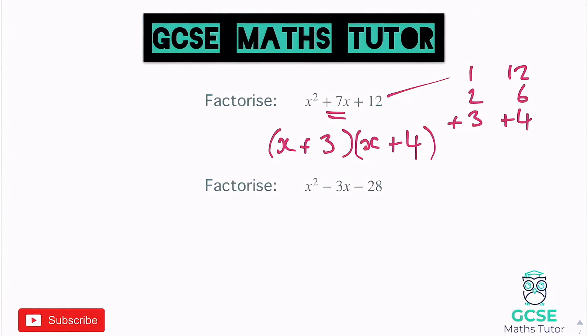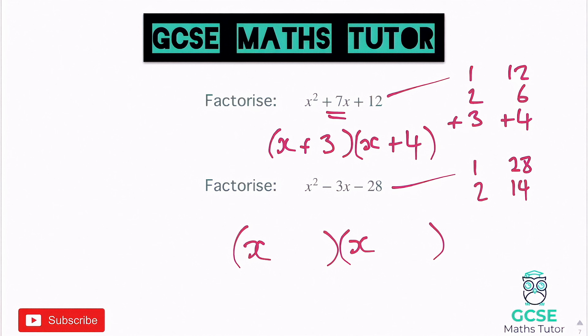Having a look at the one below, we've got some negative symbols going on there, so we've got a slightly different process, but our answer is going to look the same. It's still going to be in a double bracket, it's still going to be x at the start, and we're still going to have two numbers in here with some symbols. So 28, the numbers that multiply to make 28 are 1 and 28, 2 and 14, or what else could we have? 4 and 7.